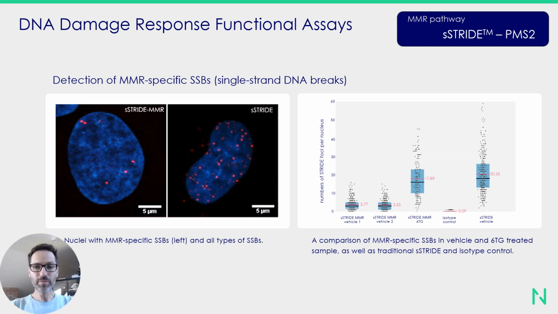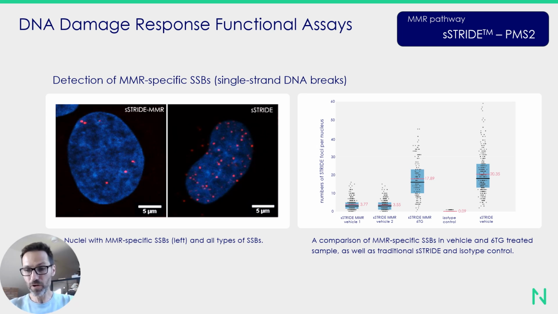One of the first DNA damage response functional assays that we developed, fully validated and introduced was sSTRIDE PMS2. As you can probably guess by now, this assay allows to detect PMS2, a protein that is one of the crucial players in mismatch repair, in the vicinity of a single-strand DNA break. On this slide, you can see representative images of U2OS cells in which MMR-related SSBs were visualized using this assay. This is compared to an image of a cell of the same type where SSBs were detected using our classic sSTRIDE assay.